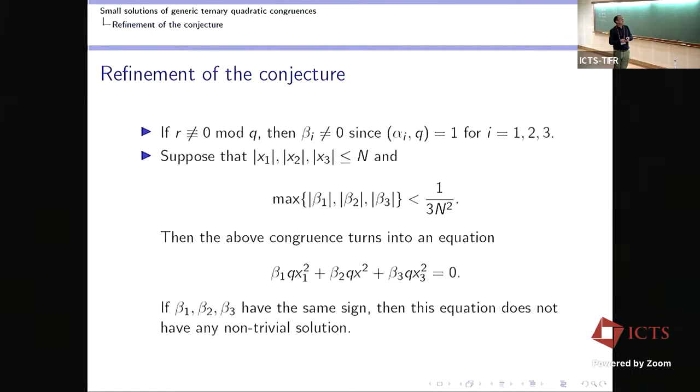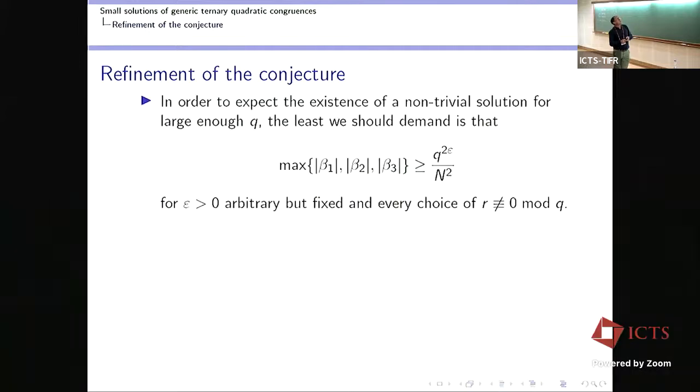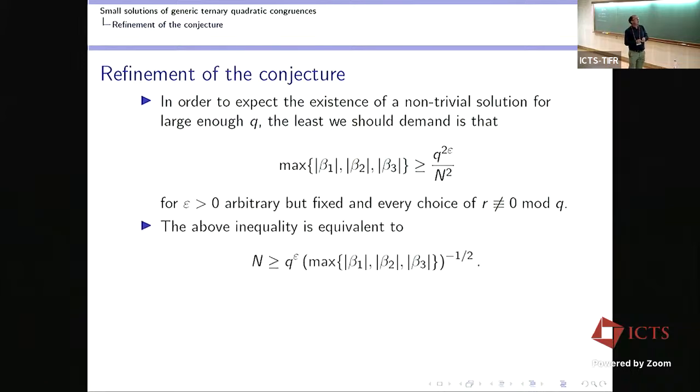Okay, and we can, so we can formulate it like that. To expect the existence of a non-trivial solution for a large enough q, the least we should demand is that the size of the maximum of these coefficients is a little bit larger than 1 divided by n square. You can transform that into an inequality for n. Then you get this constraint here, or this condition.